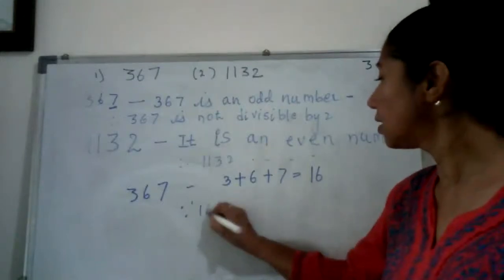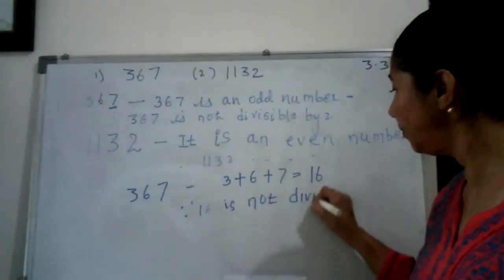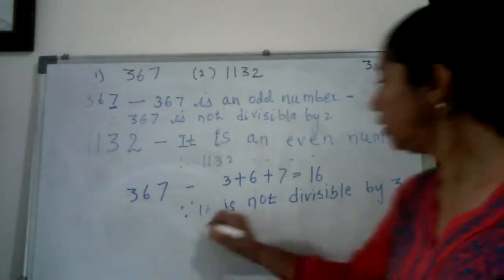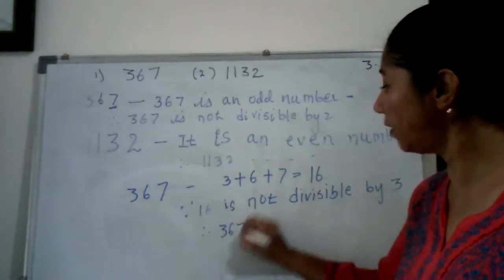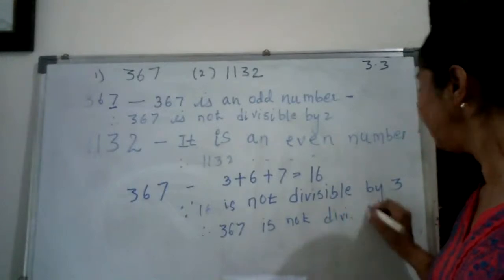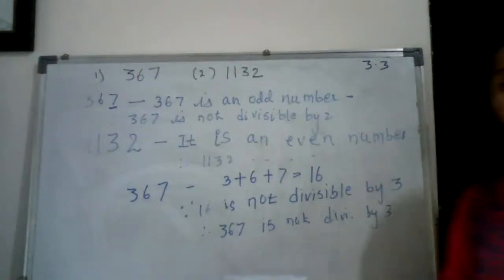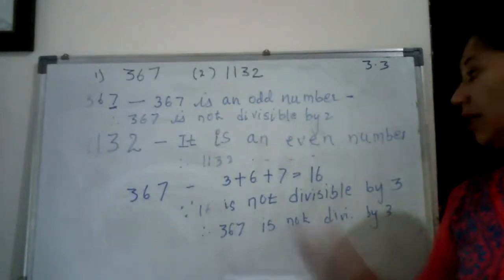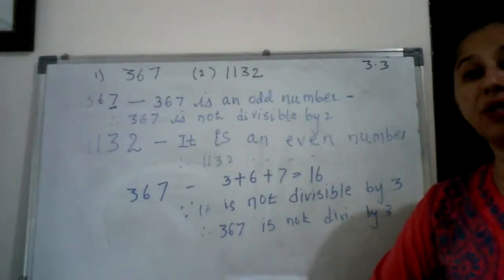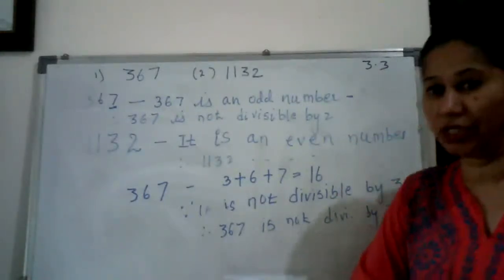So since 16 is not divisible by 3. Therefore, 367 is not divisible by 3. So these are the statements which are must while solving the sums. ऐसे नहीं कि आपने just लिख दिया, okay, it is not divisible, it is divisible. You have to write the proper reasoning also कि आपको कैसे पता चला the test whether the number is divisible or not. So that explanation is also required.